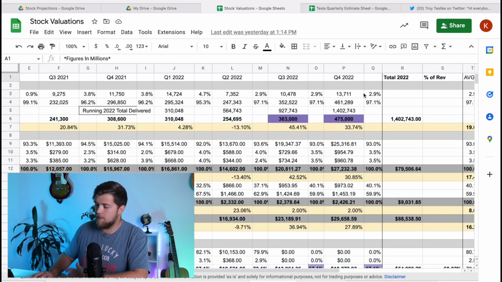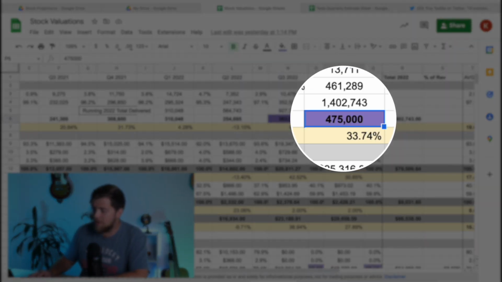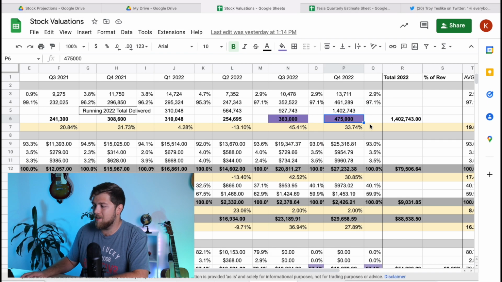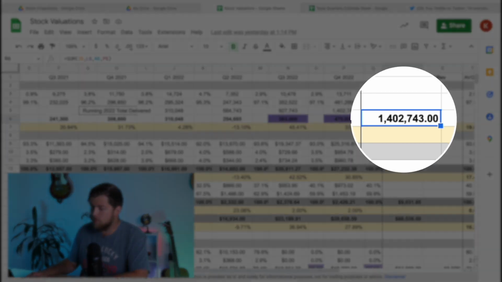So right here, again, like I said, don't be scared about this spreadsheet. It works the same way as this spreadsheet, if you're wondering how it works. So I plugged in right here, I'm expecting us to have 475,000 deliveries for Q4 this year, and that would bring our 2022 total deliveries to 1.4 million, which I feel like we really can hit.